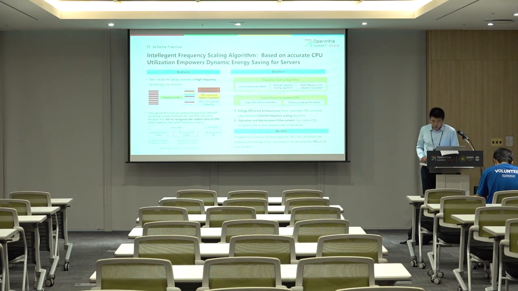From the left side, we can see that with the Linux default algorithm, in the CPU waiting status, which takes 60% of the time, it still considers the CPU to be busy. We optimize this algorithm. We can decrease the CPU frequency during this waiting status, so we can have a better effect for CPU scaling.